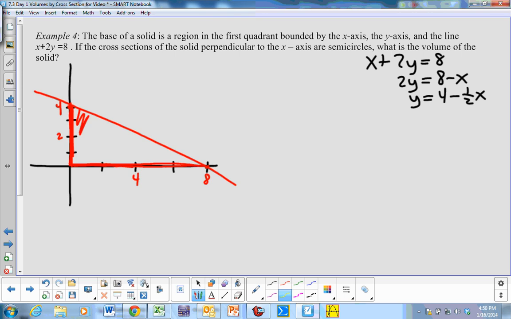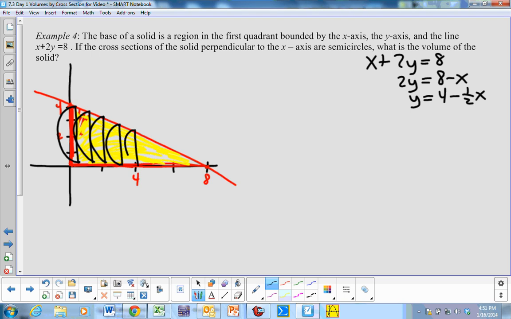Oh, doesn't want to switch for me. All right, so this is your region here. This is your base. And so again, difficult to see, but it says here that the cross sections are semicircles. So basically that means that you've got something here and out comes the semicircle, and then you have another one and out comes a semicircle. Now obviously these are going to be closer together, but to draw them this makes it a little easier.